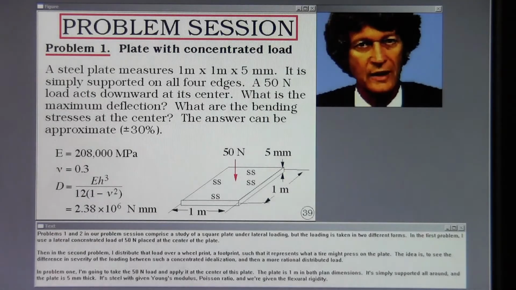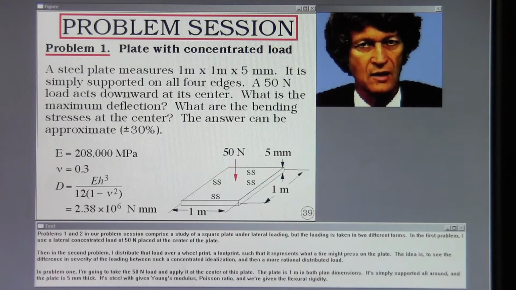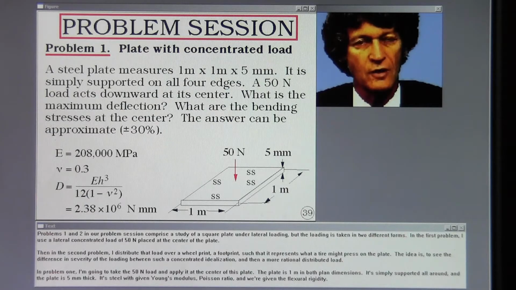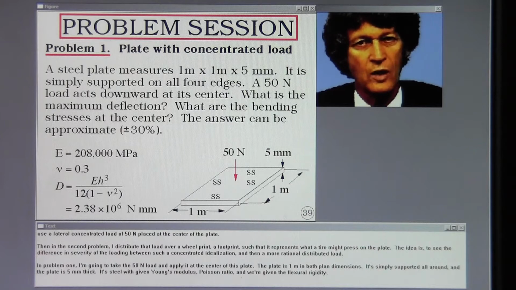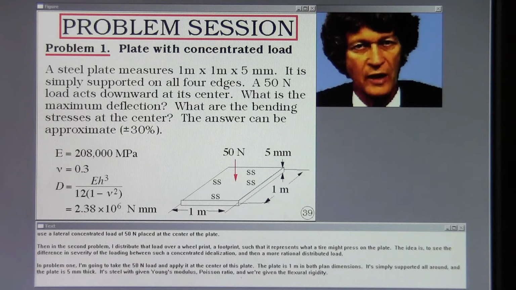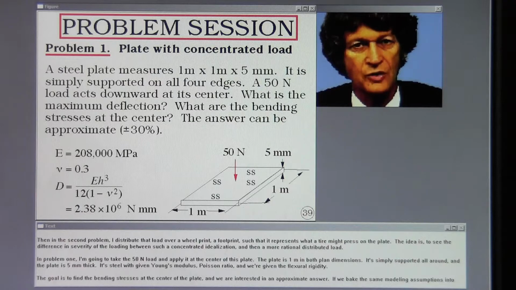Problems 1 and 2 in our problem session comprise a study of a square plate under lateral loading, but the loading is taken in two different forms. In the first problem, I use a lateral concentrated load of 50 newtons placed at the center of the plate. Then in the second problem, I distribute that load over a wheel print, a footprint, such that it represents what a tire might press on the plate. The idea is to see the difference in severity of the loading between such a concentrated idealization and then a more rational distributed load.